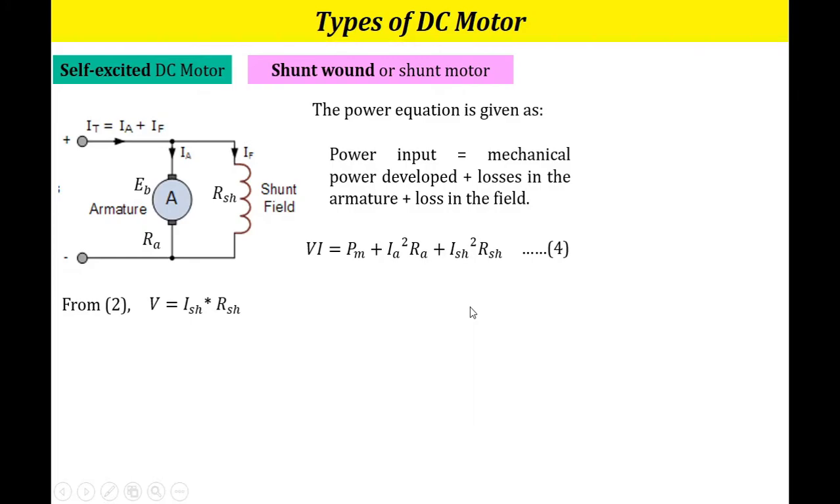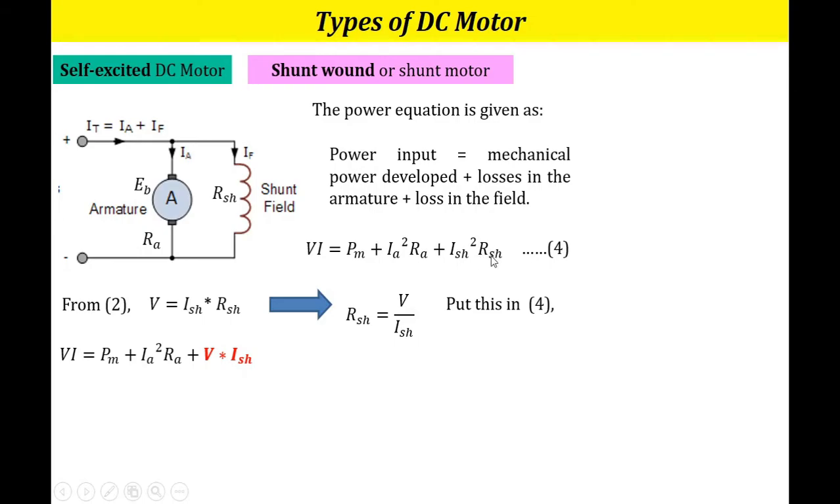Now, what was equation number 1? Here, V equal to ISH into RSH. Therefore, from this equation, we can write RSH equal to V upon ISH. Now, put this value RSH equal to V upon ISH. So what you will get? Left hand side VI will be as it is, PM will be as it is, IA square into RA will be as it is. Now, in place of RSH, we have to put V upon ISH.